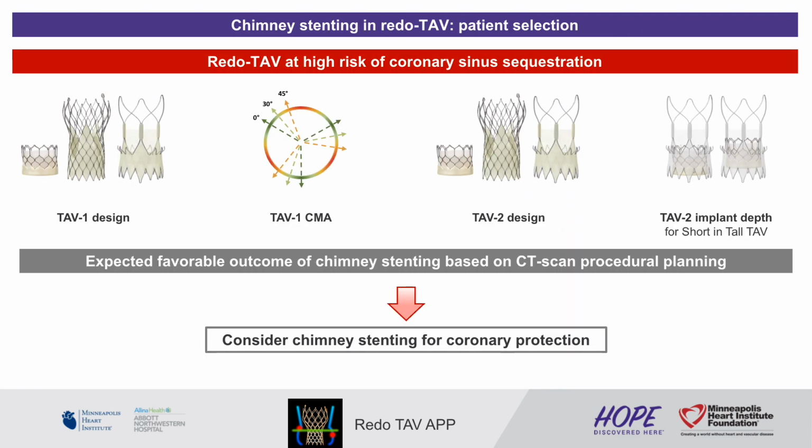Based on these considerations, the most favorable scenario for chimney stenting is represented by low implant of a short TAV2 in a tall TAV1 with large cell design and commissural alignment.